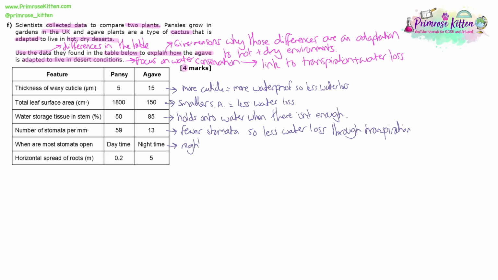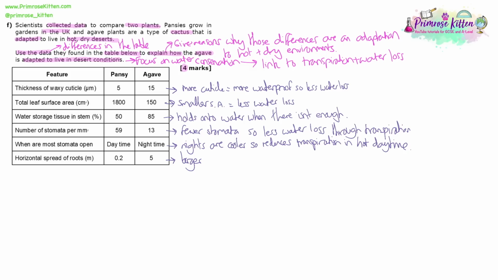When are the most of their stomata going to be open? So in the pansy, it's normally the daytime, which is what most plants do. They need to do photosynthesis, they need to do gas exchange, and also that they will obviously then lose water during the day. But the agave plants, they open most of their stomata at night. So why would they do that? What's the reason? It's cooler at night time in the desert, so it's going to reduce transpiration that they would have lost in the heat of the daytime. So during the day it's too hot. If they open their stomata, they'll lose loads of water, so they're going to open them in nighttime instead.